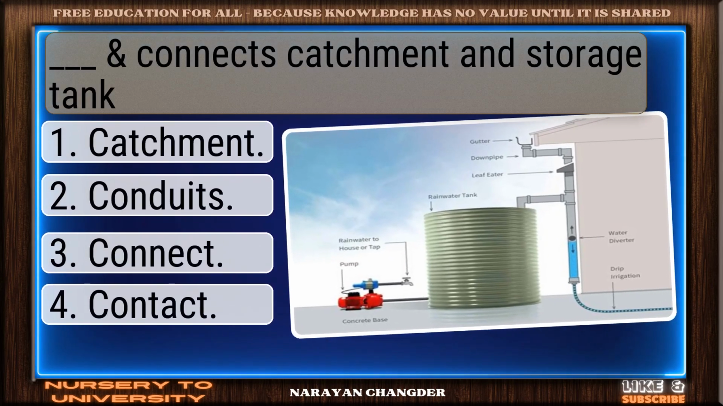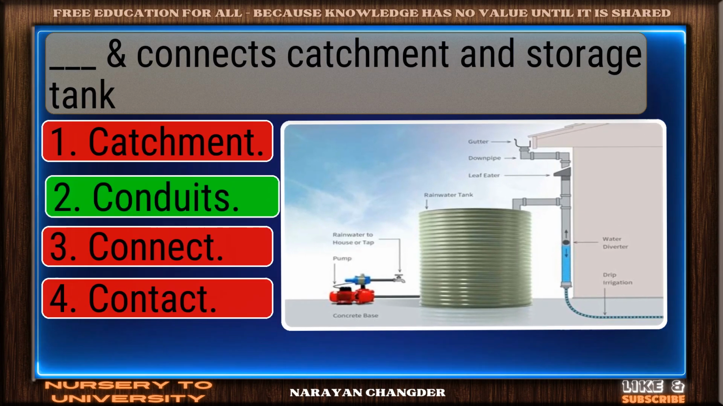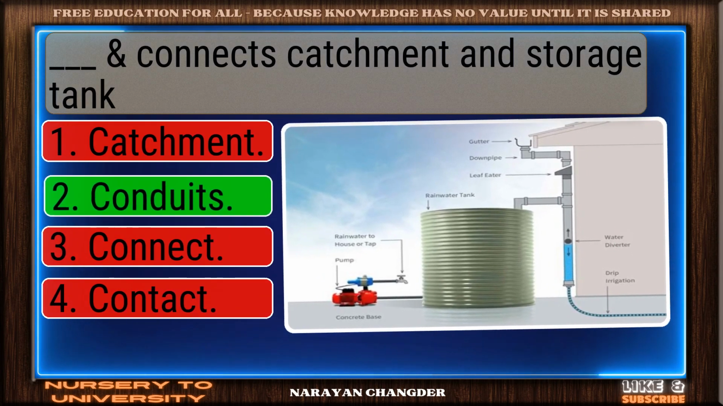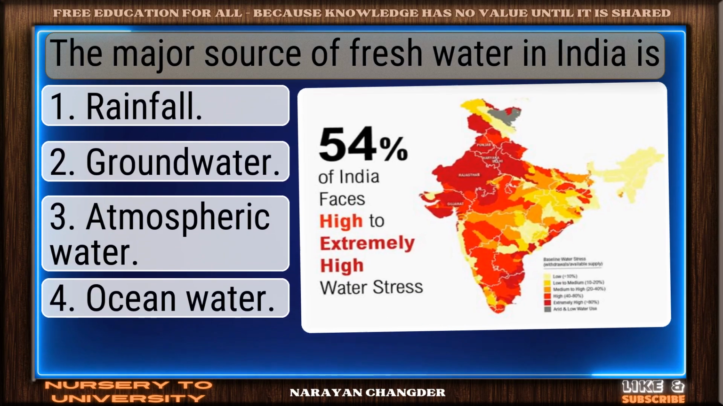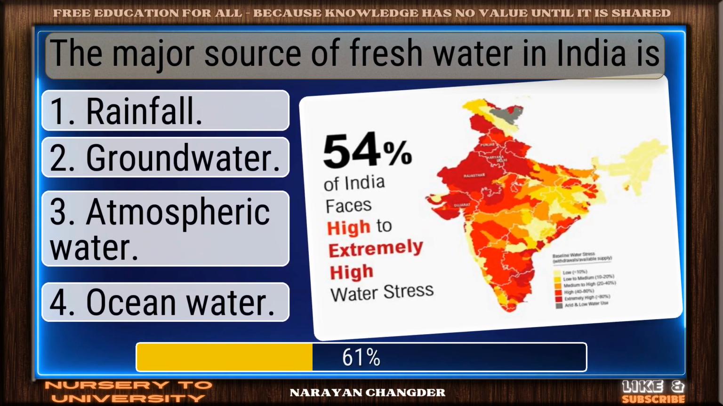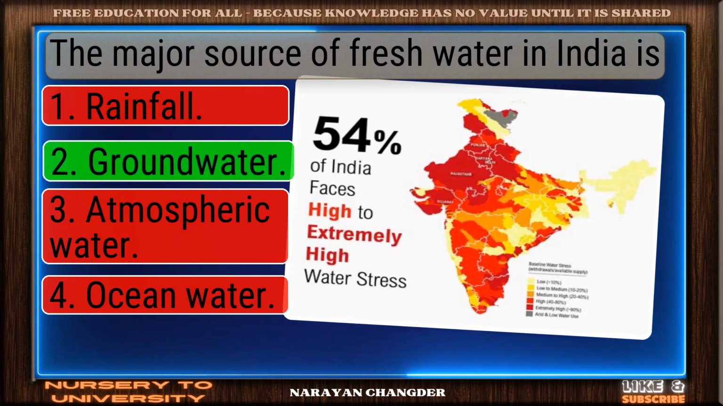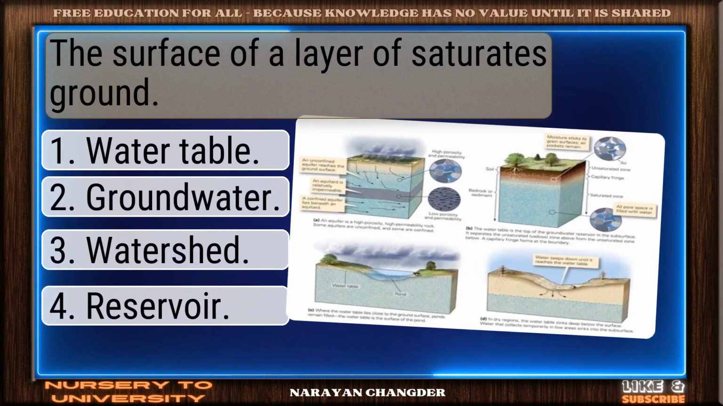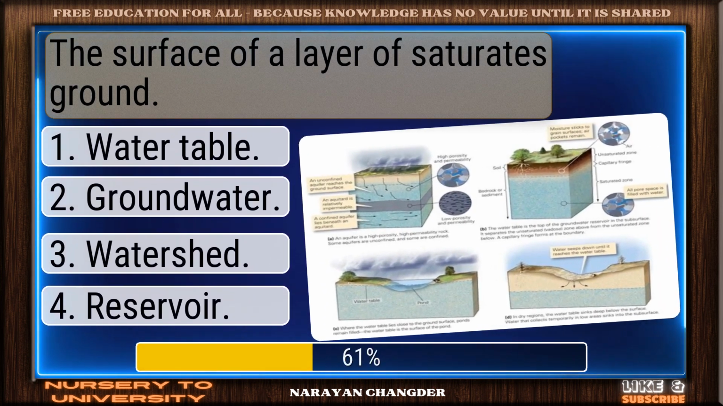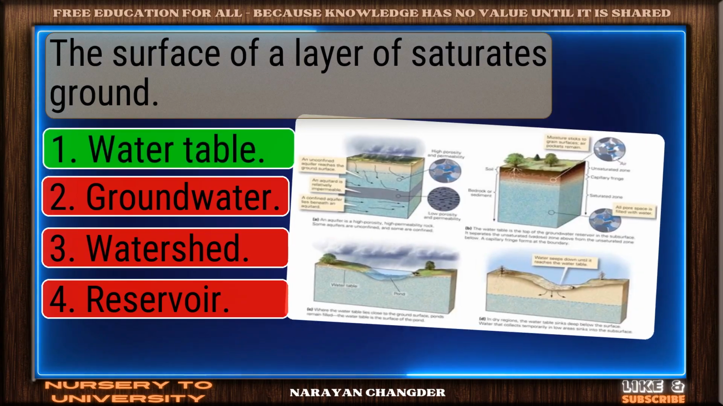Dash connects catchment and storage tank. Excellent. Conduits is well reasoned. The major source of fresh water in India is... Smart move. Groundwater is accurate answer. The surface of a layer of saturated ground. Well reasoned. Water table is correct.